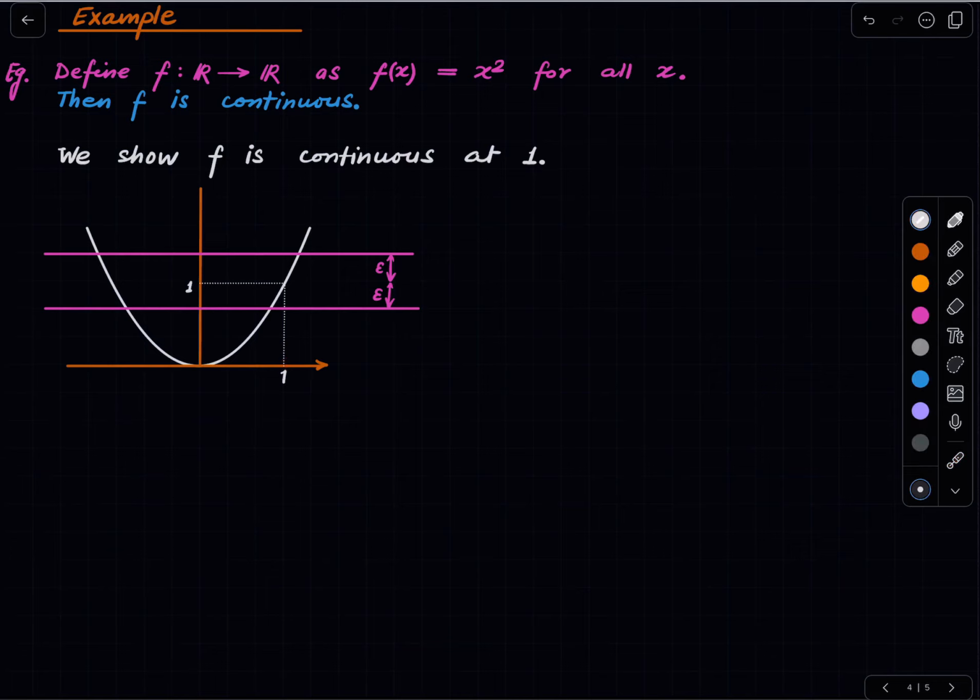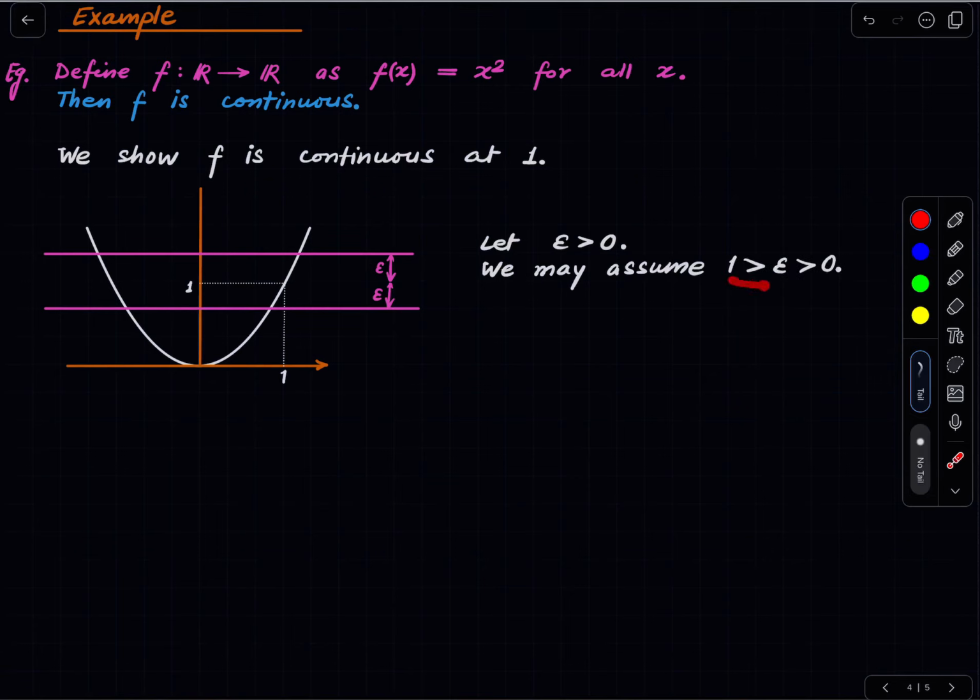So to do that, we will choose some epsilon, and we want to produce a delta which satisfies the Epsilon-Delta Criterion. And before we do that, we may assume that epsilon is less than 1. If we can produce a delta which responds to a smaller epsilon, we can produce a delta which responds to a bigger epsilon. So this is not losing anything.